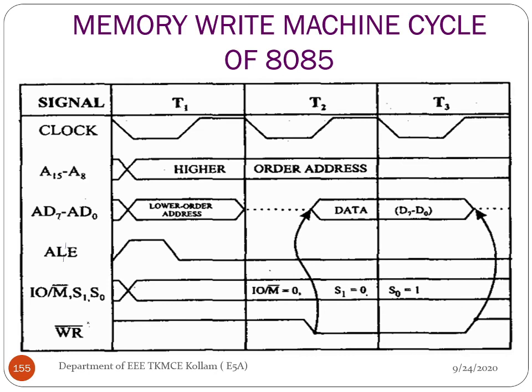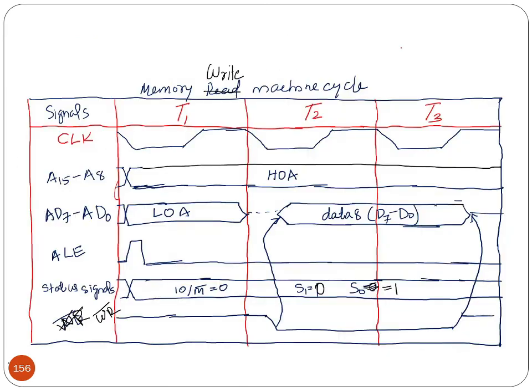So whenever the WR bar signal goes low during the second clock cycle, the data which is available in the MPU is transferred into the data bus. Then whenever the WR bar signal goes high during the third clock cycle, this data which is now available in the AD bus is transferred to that memory location. This we can draw in this way.